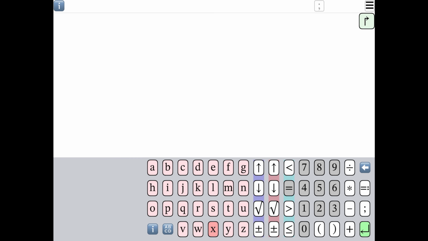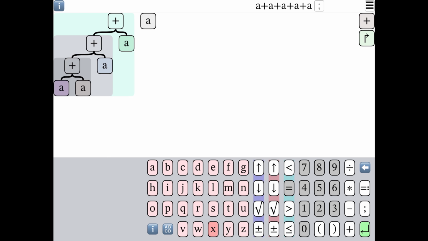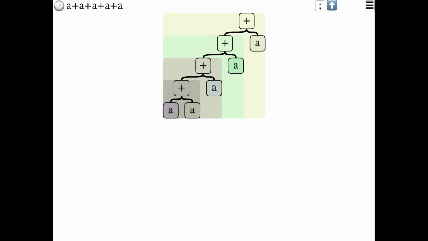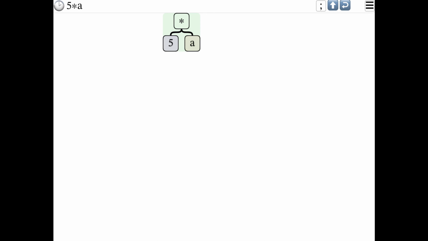Now let's try something a little more interesting. Put your finger on the A at the bottom left of the tree. Drag it up and onto the A at the top right of the tree. Did the node you dragged turn blue? Yes, it did. Now lift your finger and see the result 5 times A.